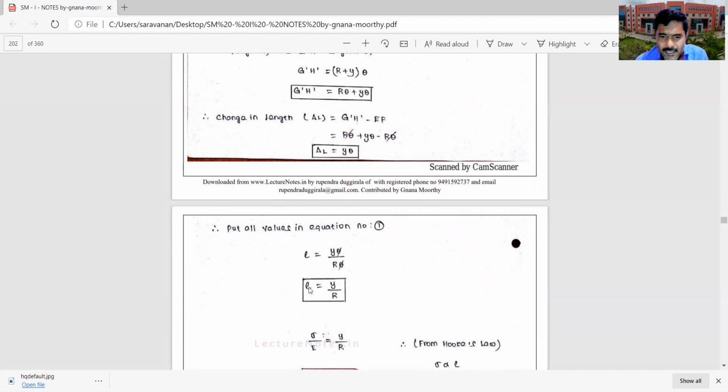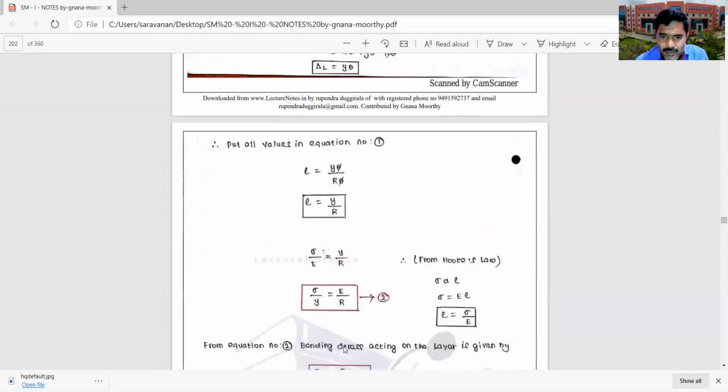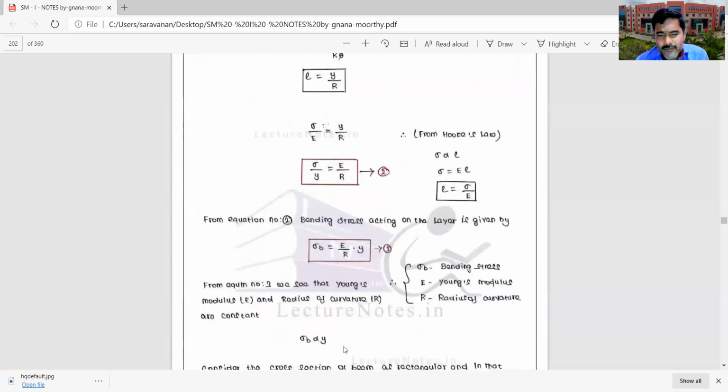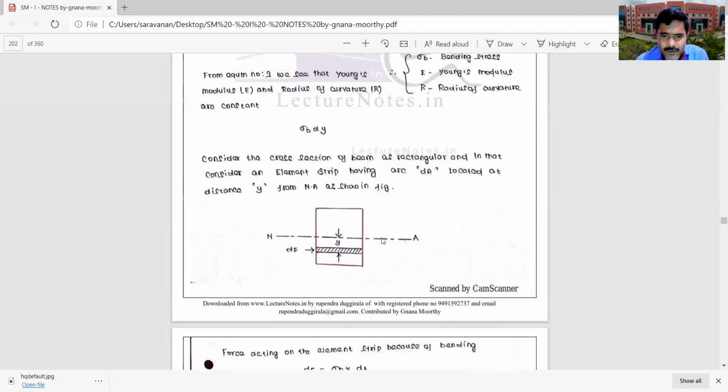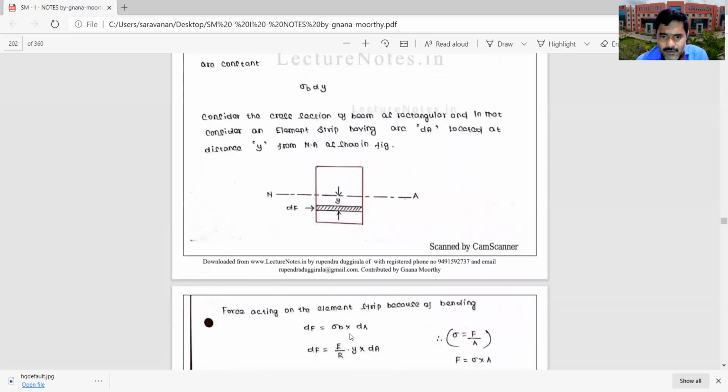Here strain is nothing but stress by Young's modulus. So stress by Young's modulus is equal to Y by R. From this equation, you can write sigma B equal to E by R into Y. So sigma B is directly proportional to Y; E and R are constants. Then consider the rectangular section, neutral axis, and take the element strip at distance Y from the neutral axis. Force is equal to stress into area. Stress sigma B, already found as E by R into Y, times dA.